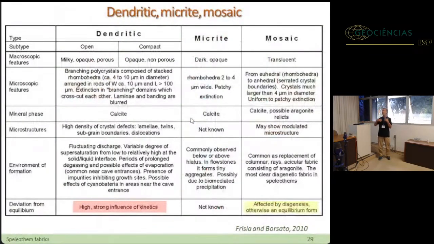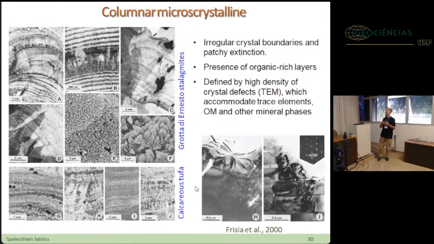So moving ahead, we have the more disequilibrium fabrics: dendritic, micrite, and finally the mosaic. And these are all the environmental parameters that are controlling the formation, but we will just go quickly through them because you can find all the information in the literature. We will see the columnar microcrystalline, and as we have seen with the calcareous tufa, they are very similar. So this is a stalagmite from Grotta del Nestro, and this is a calcareous tufa speleothem. So the fabrics are similar.